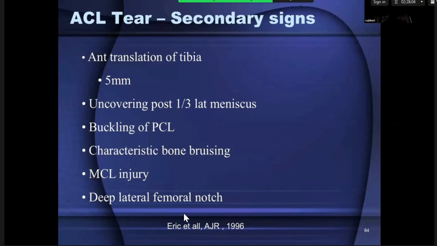And these signs are that you get to see anterior translation of the tibia as compared to the femur. I'll show you how you calculate that. You get to see an uncovering of the posterior third of the lateral meniscus. The posterior cruciate ligament can be buckled. There is a characteristic bone bruising pattern present. You've got injury of the medial collateral ligament, and you've got a deep and empty lateral femoral notch.